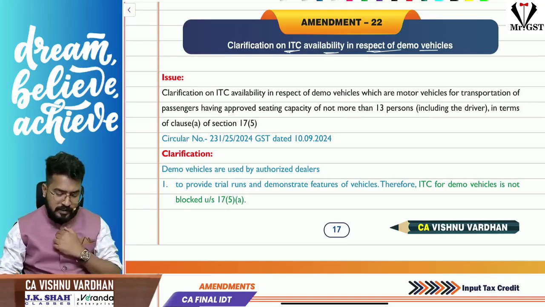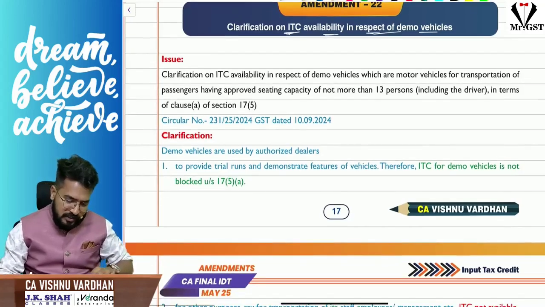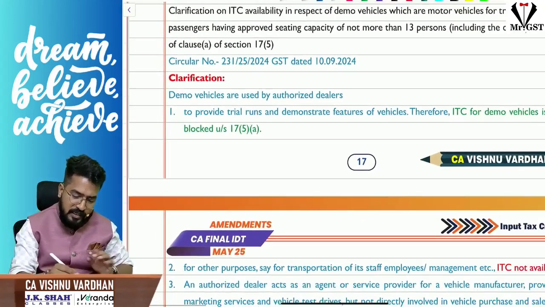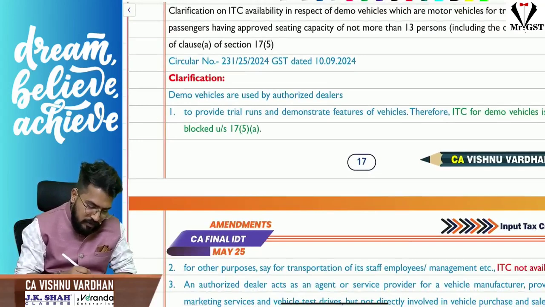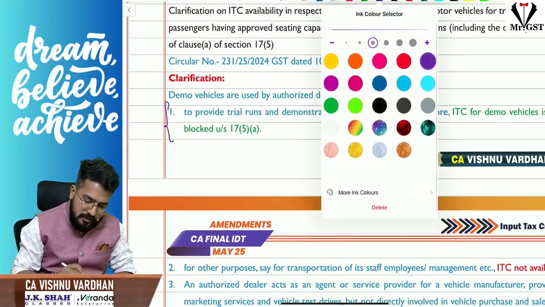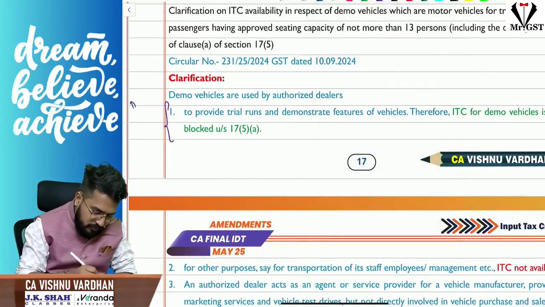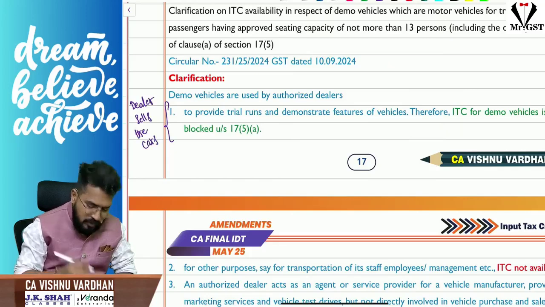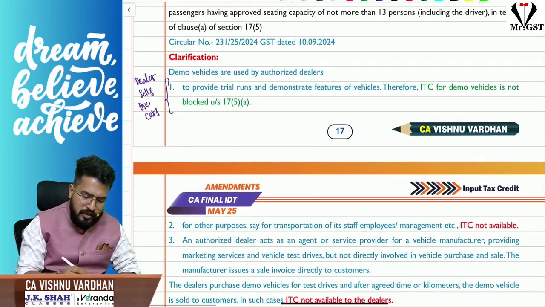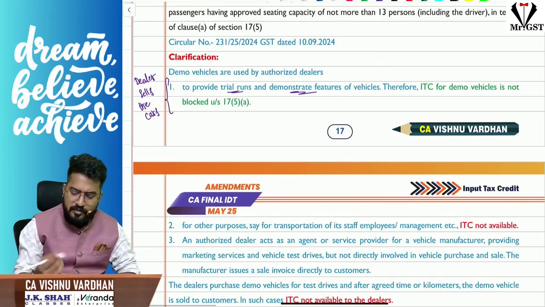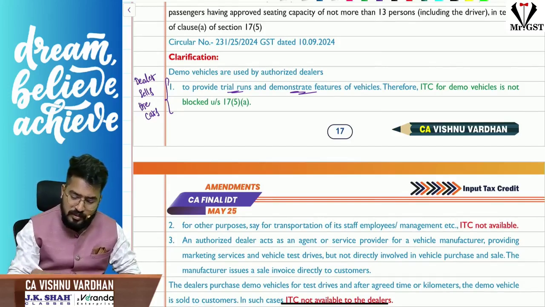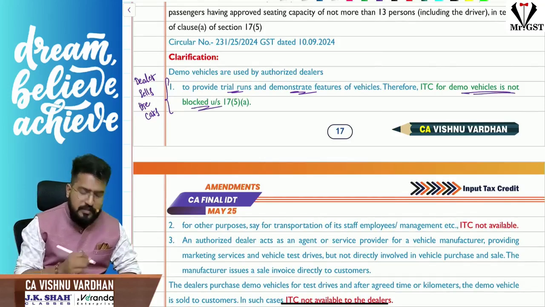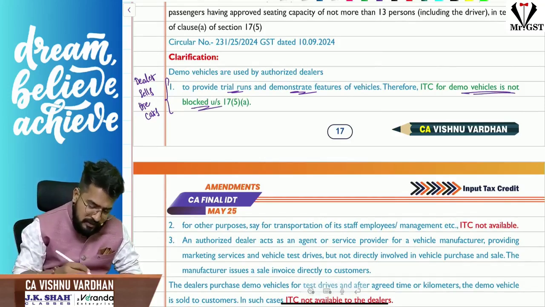See now, if I am an authorized dealer where I am selling cars, the dealer sells the cars. So he will provide trial runs, demonstrate the features of the vehicles, all that stuff. For that, he will purchase the vehicles and he will use certain vehicles as demo vehicles. So there, ITC is not blocked. That means here ITC is available.